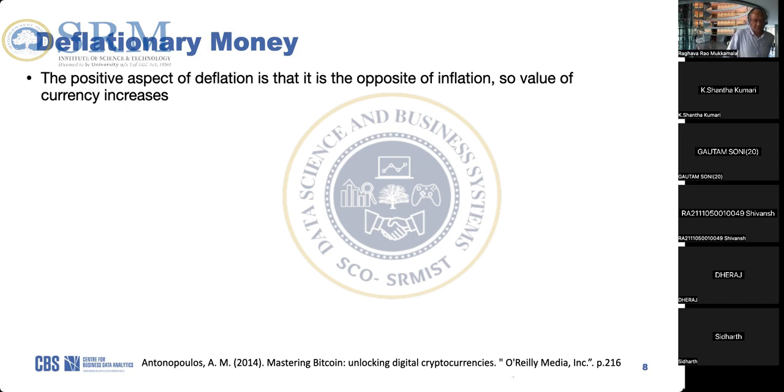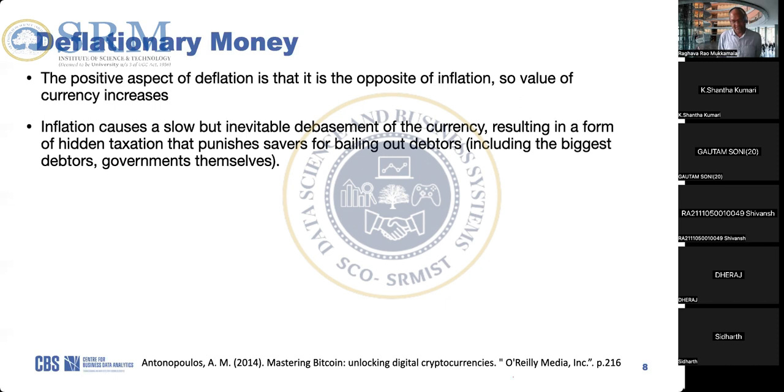So the positive effect of deflation is that, being the opposite of inflation, the value of the currency increases. And again, one more thing, as I told you before: inflation is like a slow poison, right? Because inflation happens and you don't realize it, the value of the money will reduce and things like that.